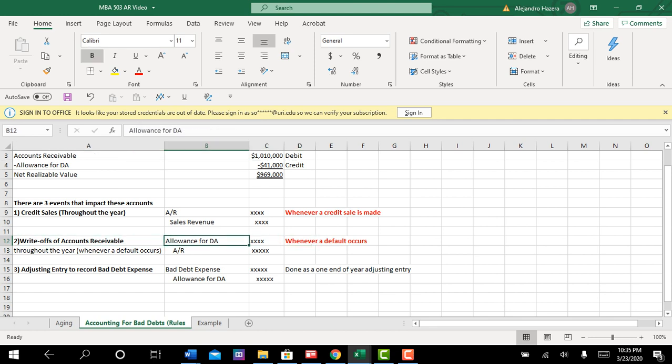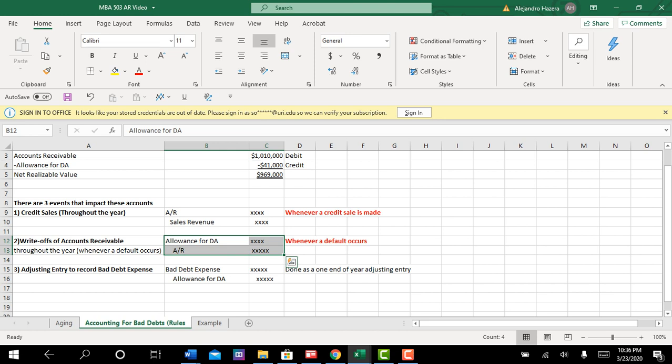And this is the entry right here. This is the entry that you will make when you write off an account, when you take it out of accounts receivable. I'll show you the logic in the example. But the main part is that there is a credit to accounts receivable. And what that credit does is it takes out the amount of accounts receivable that is being written off.